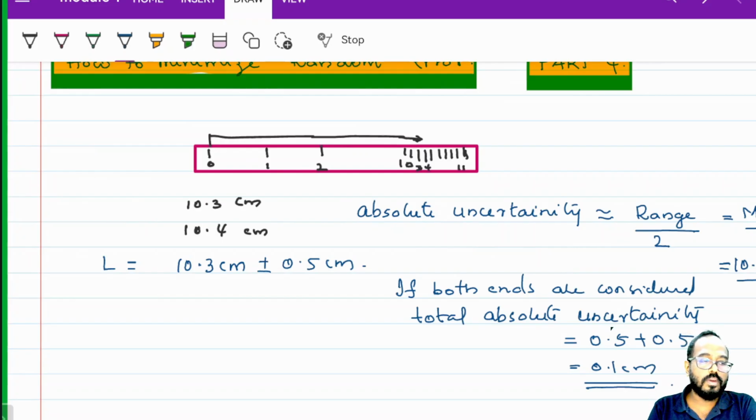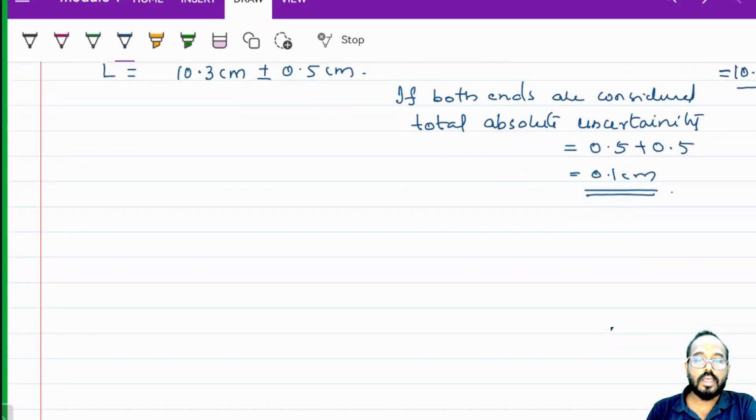So what is the procedure to minimize the random error? To minimize the random error, you need to take multiple readings and take the average of it, right? So we will check if you are getting multiple readings, say 5 readings or 6 readings, and different values, how you calculate the uncertainty and absolute uncertainty in a given set of measurements. Okay, so we will learn that with another example.